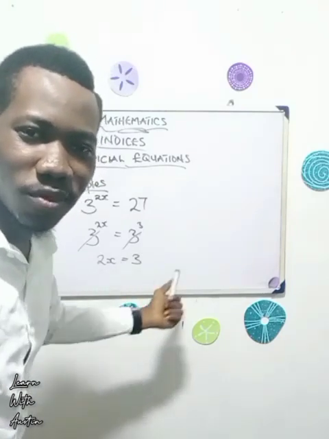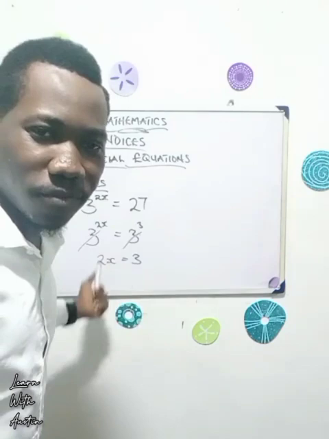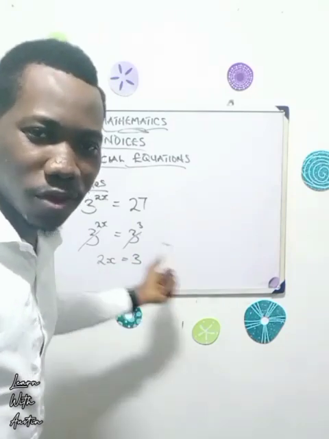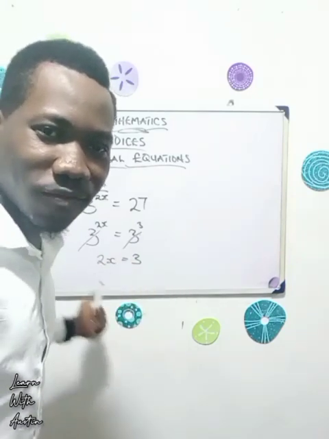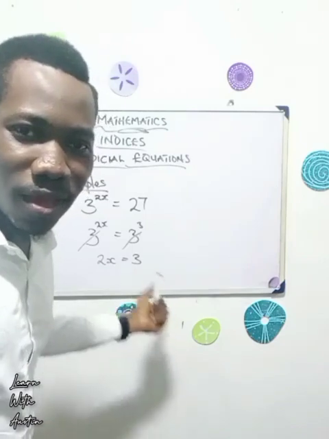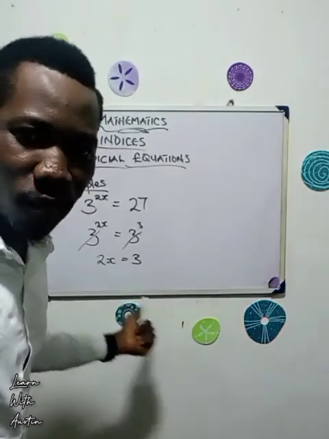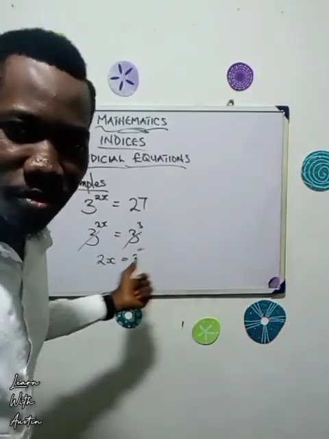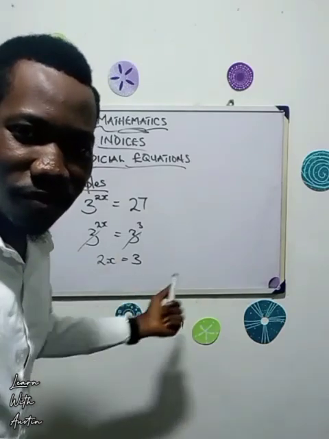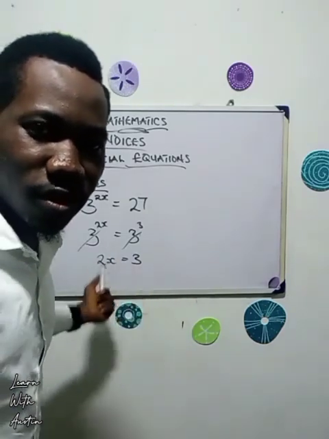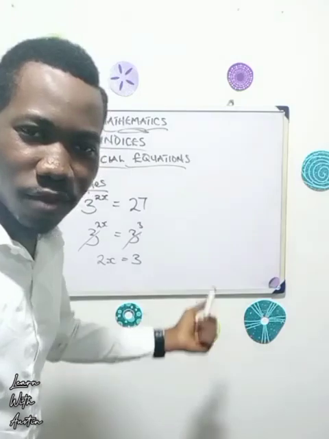Yes, Presley, that's what we're going to do, but how are we going to do that? Philip said divide both sides by 2. Quadri said divide both sides by 2. Yes, the quotient. So divide both sides by 2.